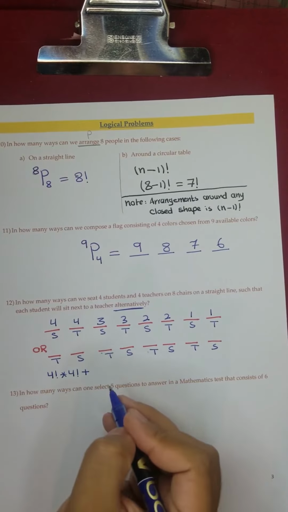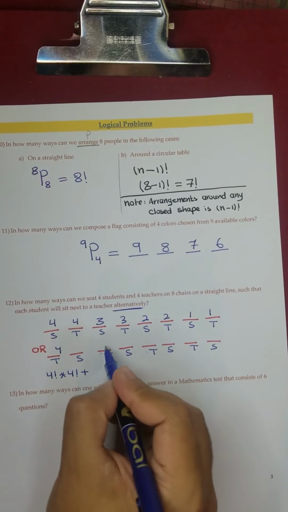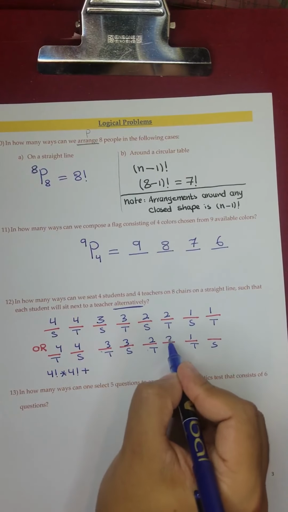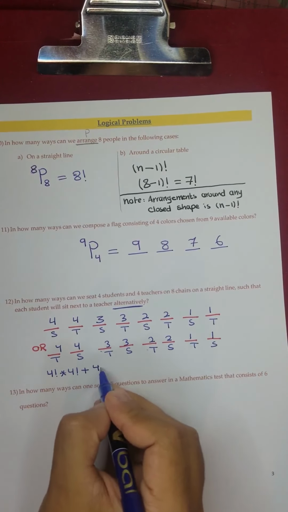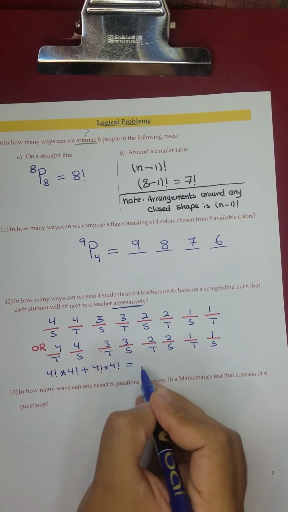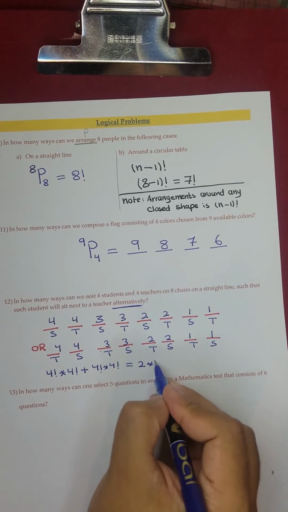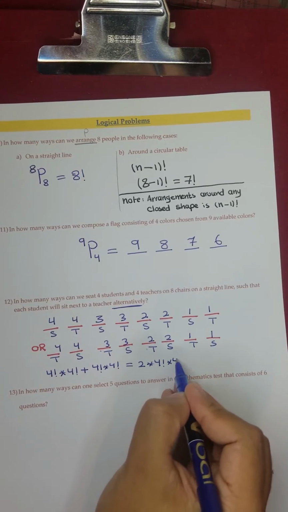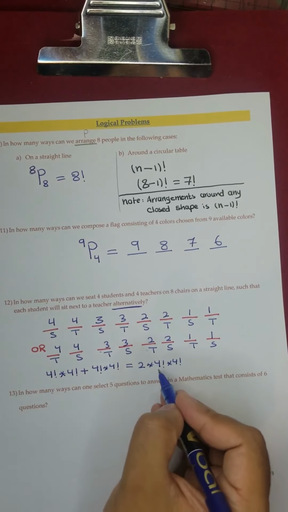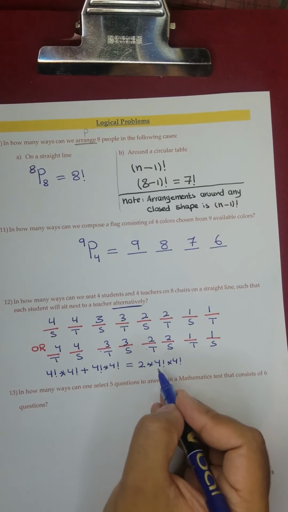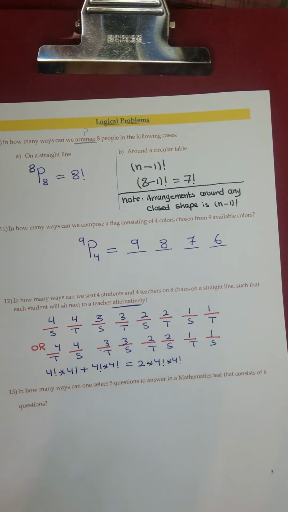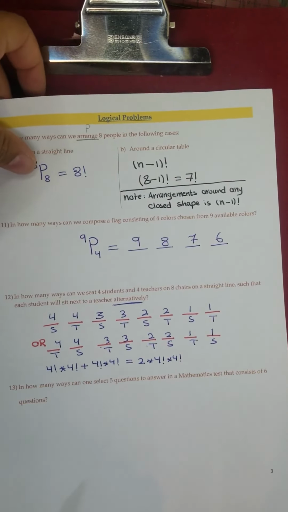Or plus, same thing here. 4, 3, 2, 1, 4, 3, 2, 1. So 4 factorial times 4 factorial. So the answer is 2 times 4 factorial times 4 factorial. And I would encourage you to try to get some other possible ways to write this answer, like we did in the previous example. I'm not going to do it. I'll leave it for you.